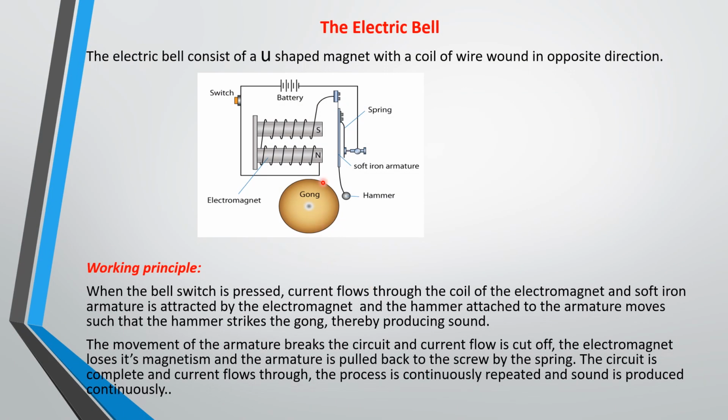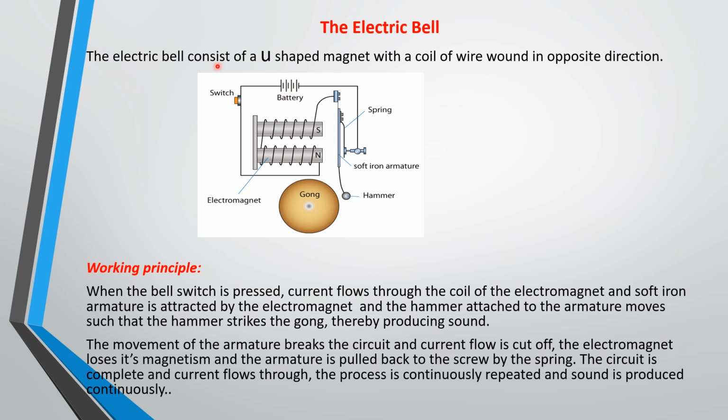The electromagnet is used in the electric bell. If you look at the diagram of the electric bell, this is the electromagnet. This is your U-shaped magnet, and this is your solenoid. This is your hammer, the armature. This is a spring that controls the movement of the armature when current is applied or when the bell switch is depressed. Then this is your gong. This is your electromagnet, and this is your battery.